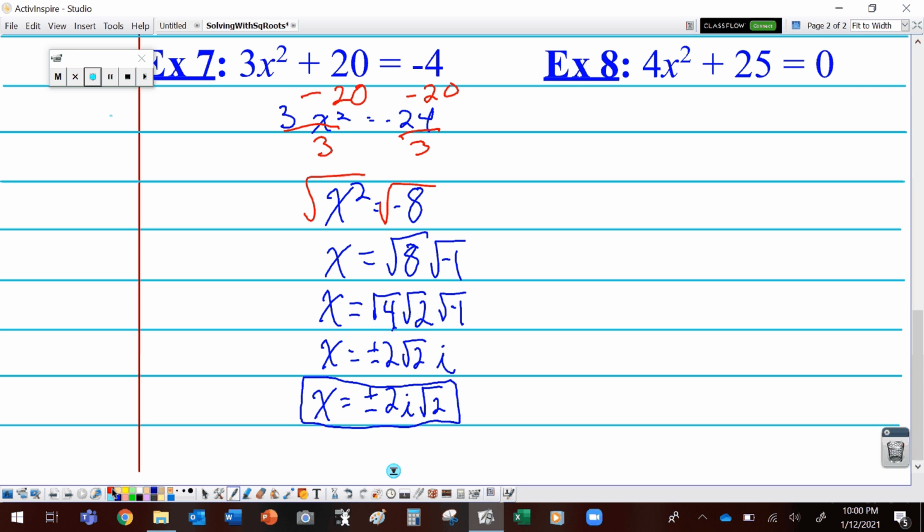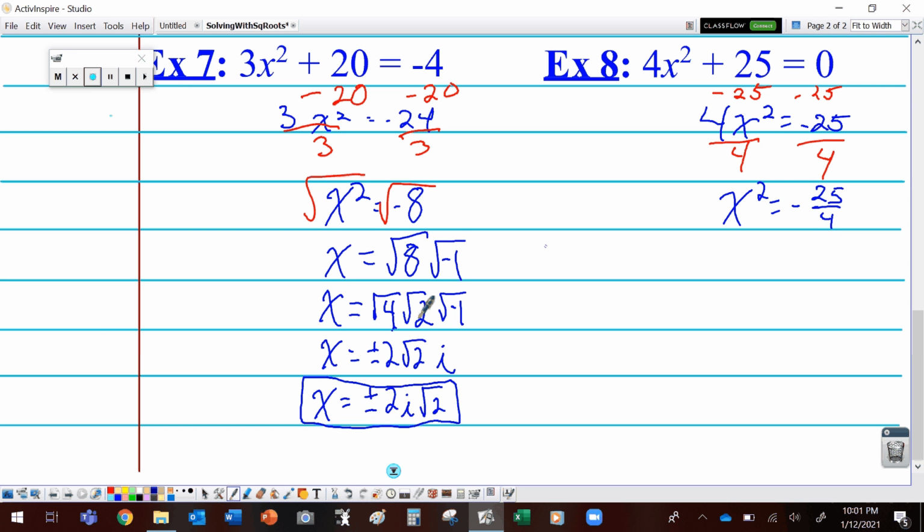All right, last one here. Okay, I've got 4x squared plus 25. So I'll start by subtracting that 25 from each side of the equation. Okay, on the left side, the 25's cancel, and I just have 4x squared. On the right side, I've got negative 25. Okay, now divide both sides by 4. On the left side, those 4's cancel, and I'll just have x squared. On the right side, I'll have negative 25 over 4. That's right, we're going to leave it as that improper fraction. Okay, negative 25 over 4.